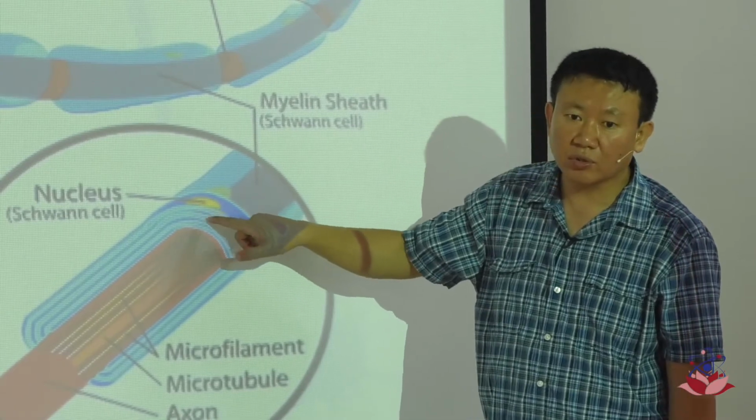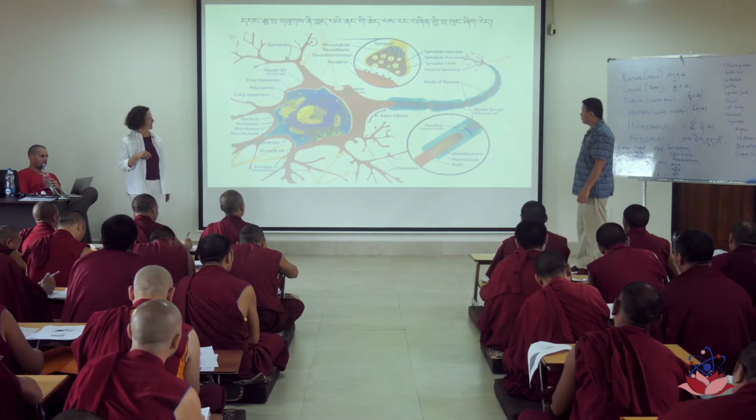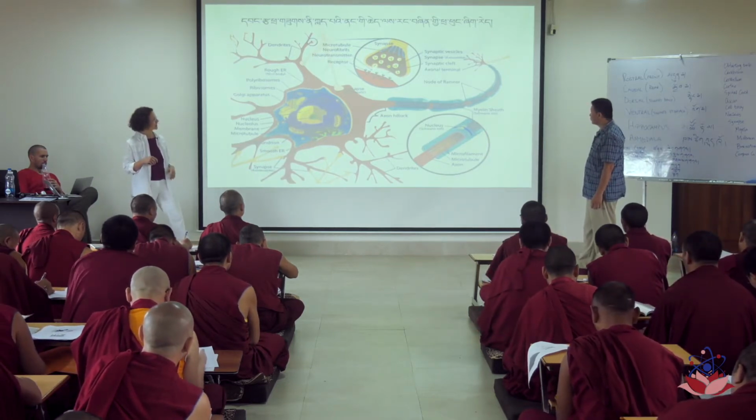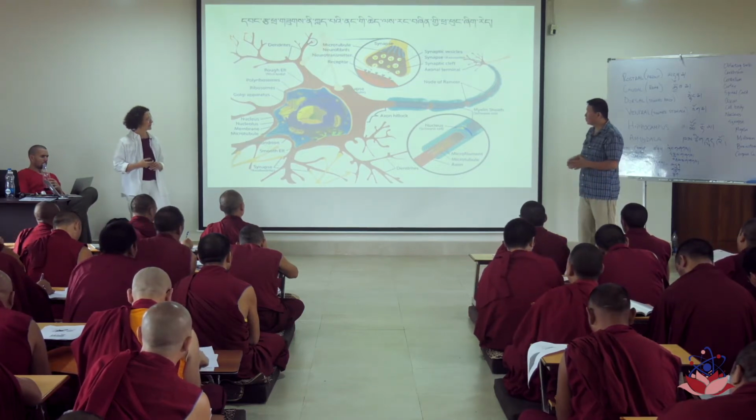And so this is because this is all fat, it looks white when we look at it macroscopically. So this is what is called the white matter of the nervous system.